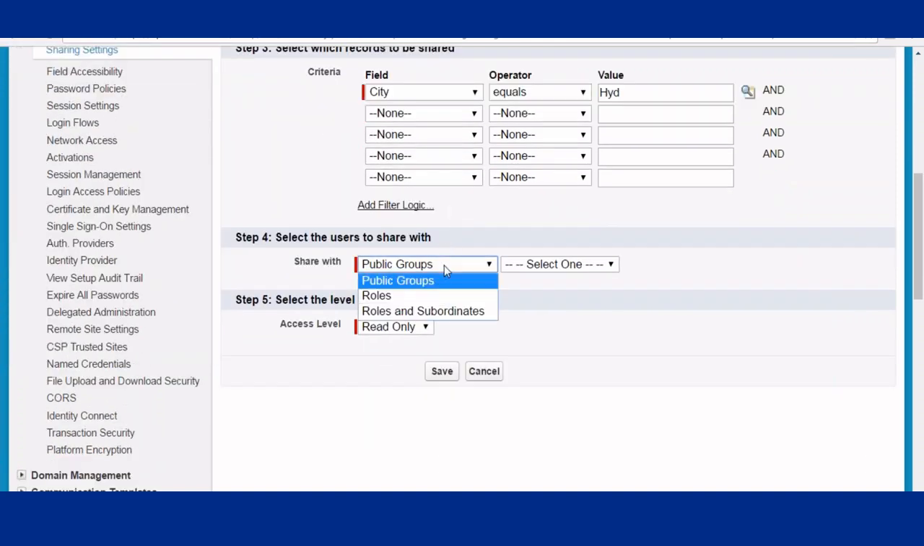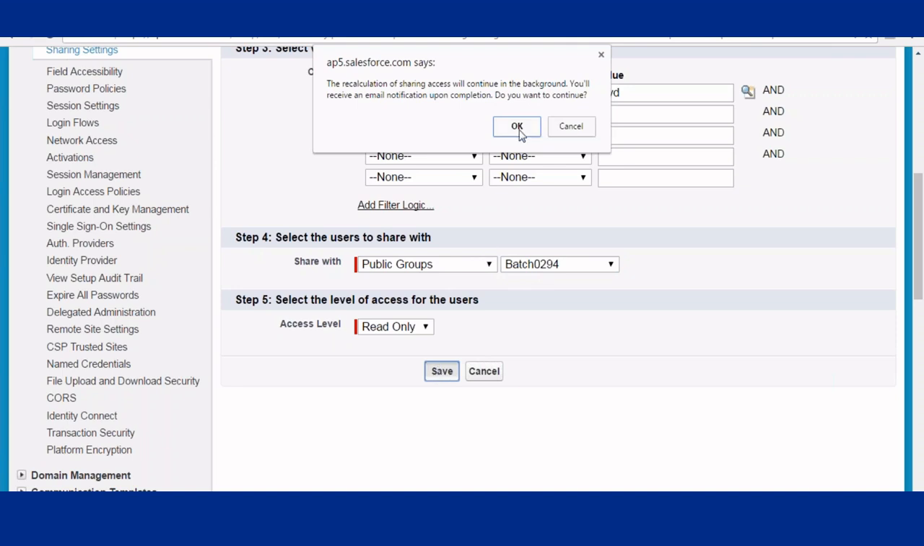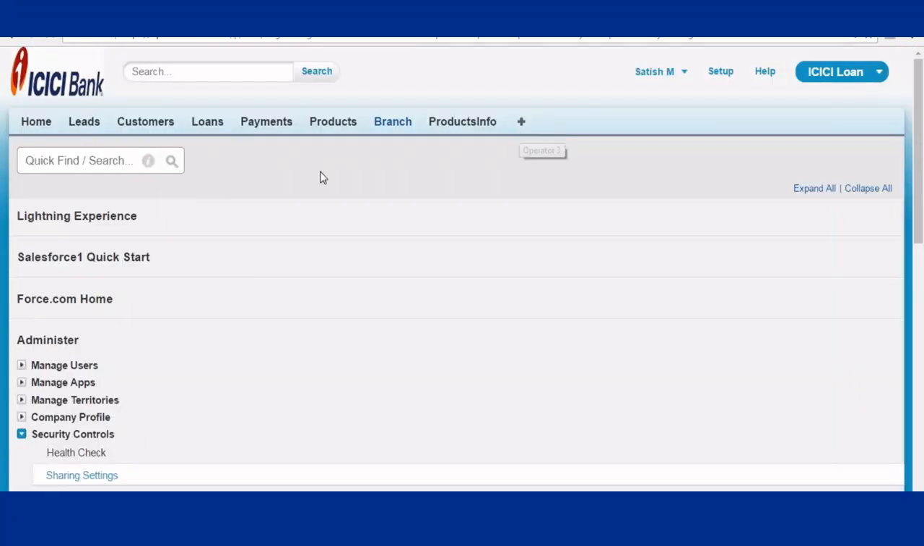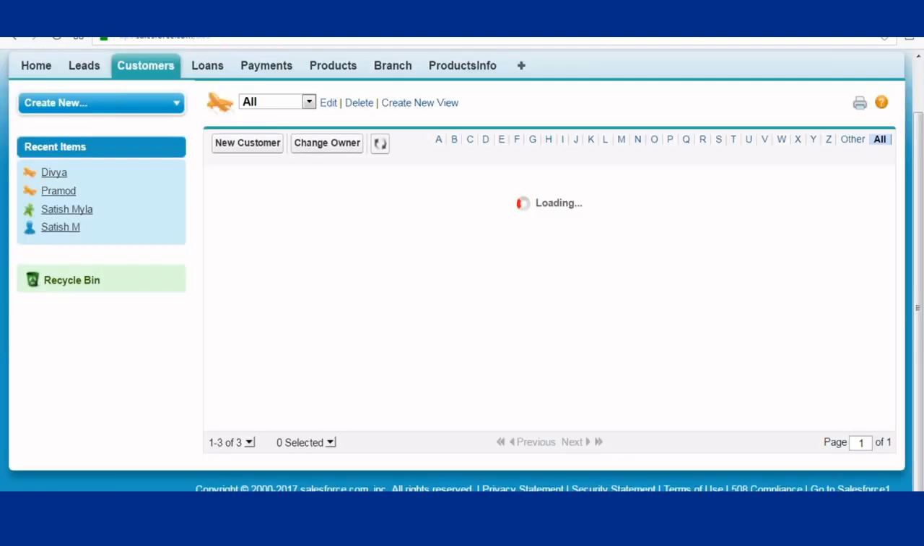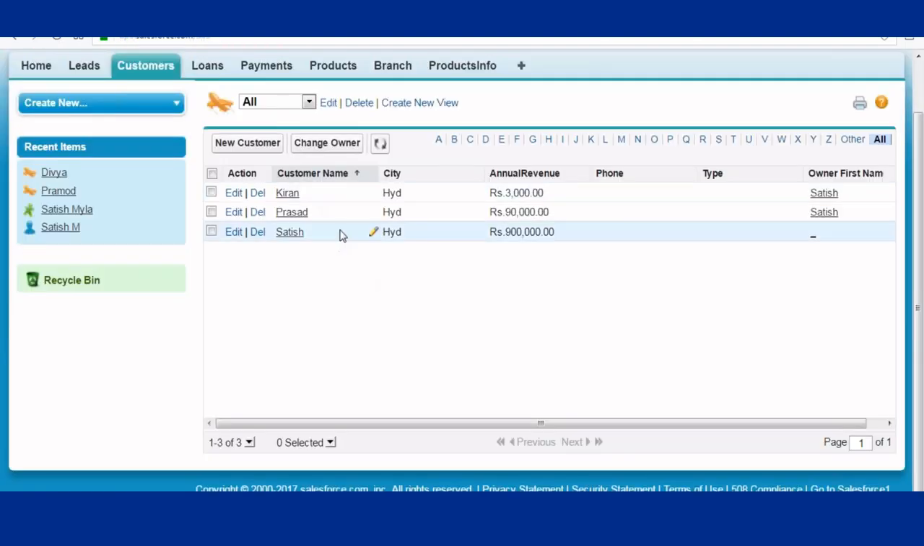Share the record with whom? Public group, roles, role and subordinates. I share the record with the public group, batch 294. Share the record with the users who belong to batch 294. So which records are shared? Hyderabad records are shared. Why Wilson? Wilson is a part of the batch 294 public group. He belongs to the public group called batch 294.